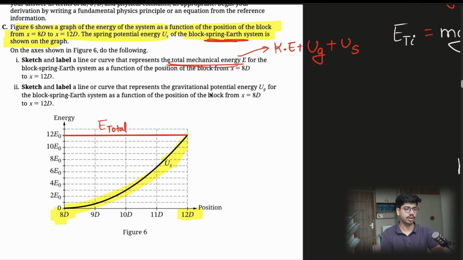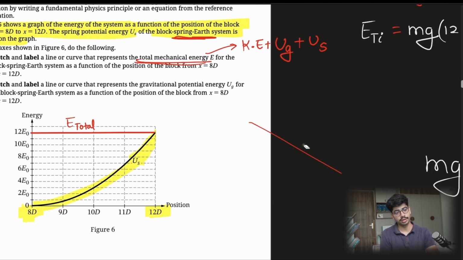For that one, we have to make the gravitational potential energy curve, but this is at 8D. So at 8D, how much is the gravitational potential energy? As we stated before, every bit. Here to here there is a 12D distance. Every D distance it decreases, it will lose 1 E naught of gravitational potential energy. So 1, 2, 3, overall 8.